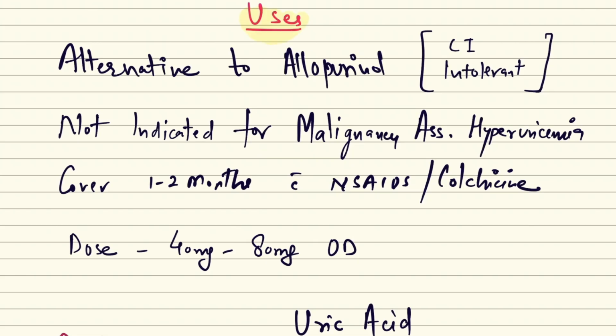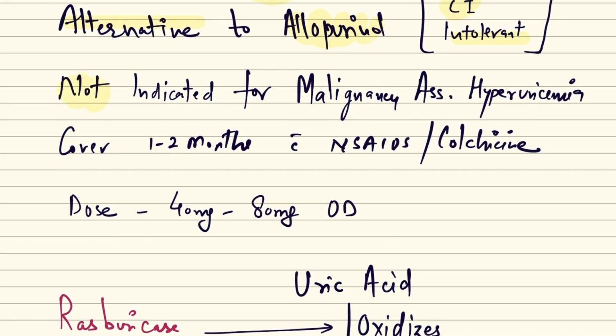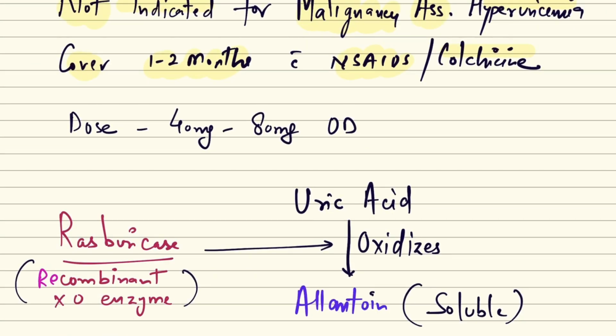About the uses of febuxostat, it is generally used as an alternative to allopurinol whenever we are not able to give allopurinol due to contraindication, or the patient is intolerant to allopurinol, or the patient has hypersensitivity to allopurinol. Only then do we give febuxostat. Also, febuxostat is not indicated for malignancy-associated hyperuricemia. Similar to allopurinol, we also require cover for 1 to 2 months with a non-steroidal anti-inflammatory drug and colchicine to prevent acute precipitation of gout. The dosage of febuxostat is 40 to 80 mg per day.